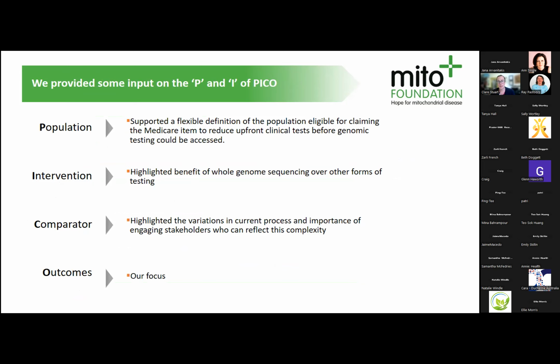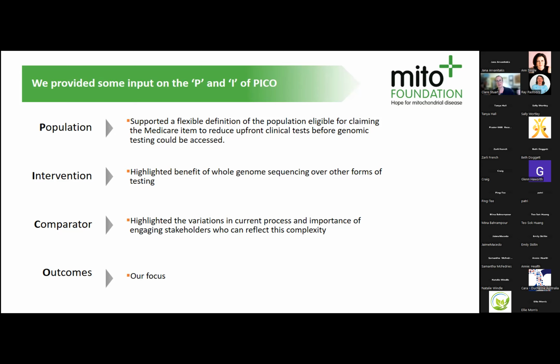We had something to say around population. Our point of view on population, after talking to the Mito community and our advisors, was that we really wanted to keep the population as flexible as possible. It's very challenging to define who exactly is considered someone that possibly has Mito, given that any symptom, any organ, any age is a kind of rule of thumb that we have. But we wanted to push as hard as we could to make sure that that was more inclusive rather than too tight, and particularly for the benefit of being able to reduce the number of clinical tests that had to occur before a genetic test could be accessed.